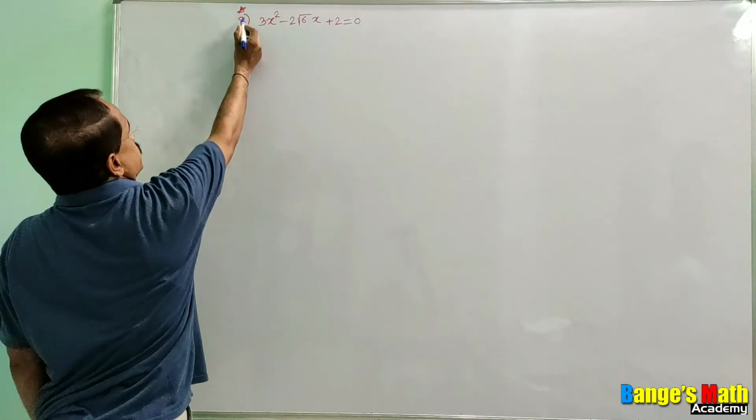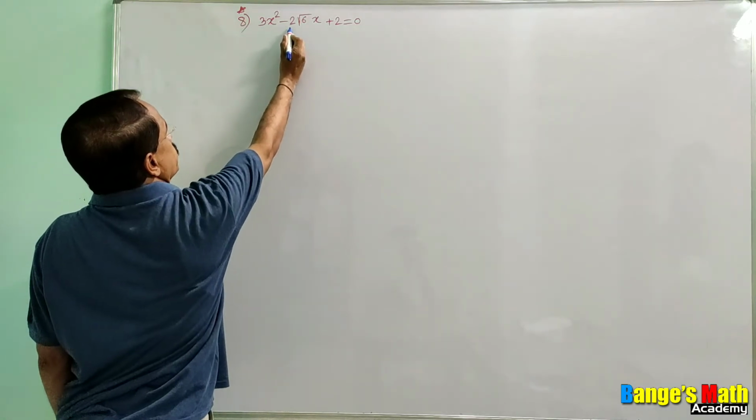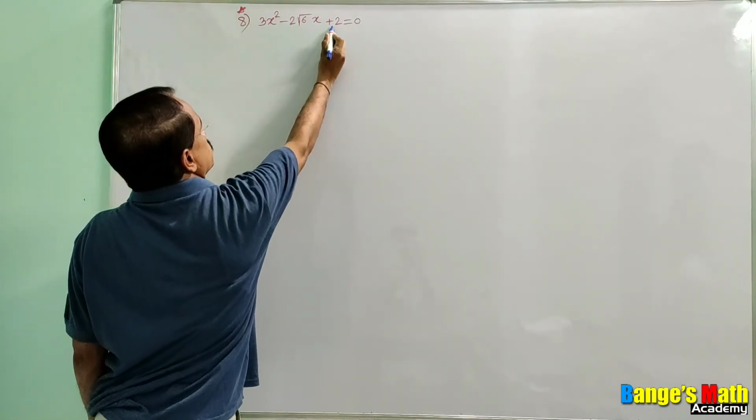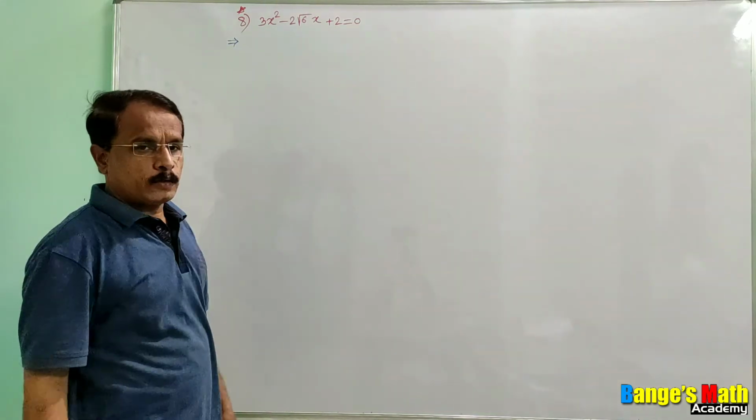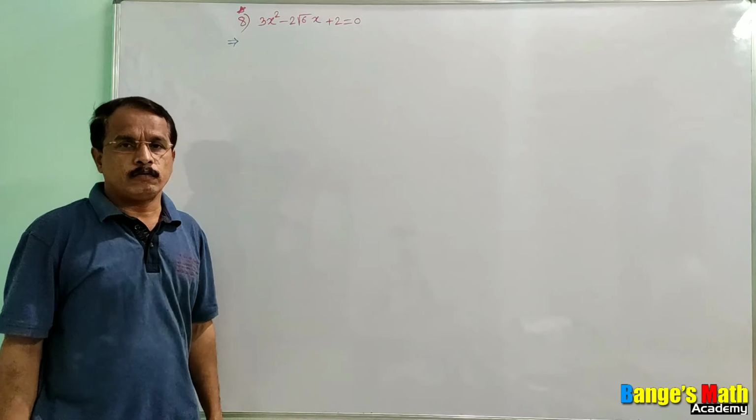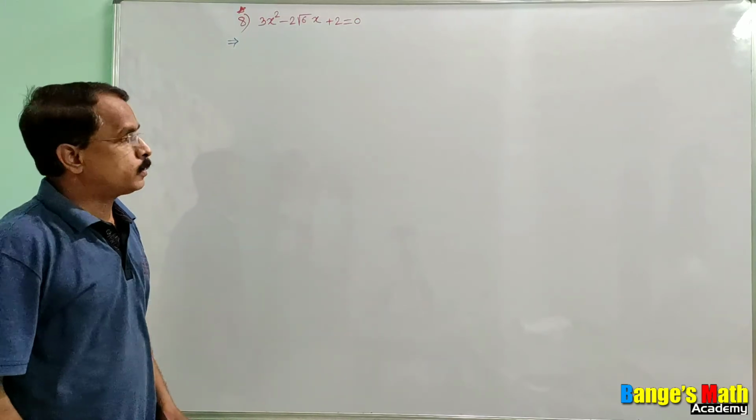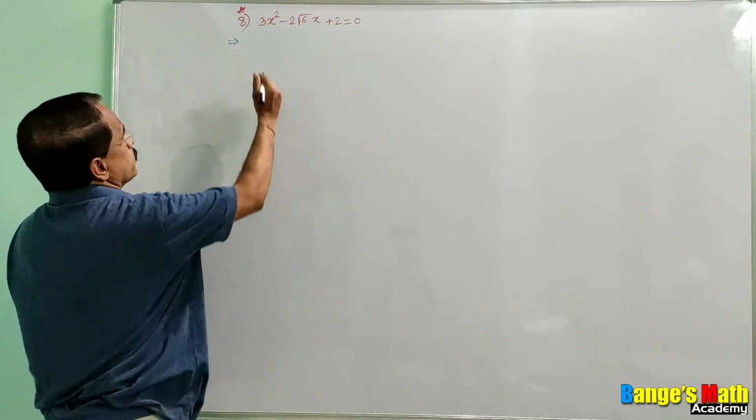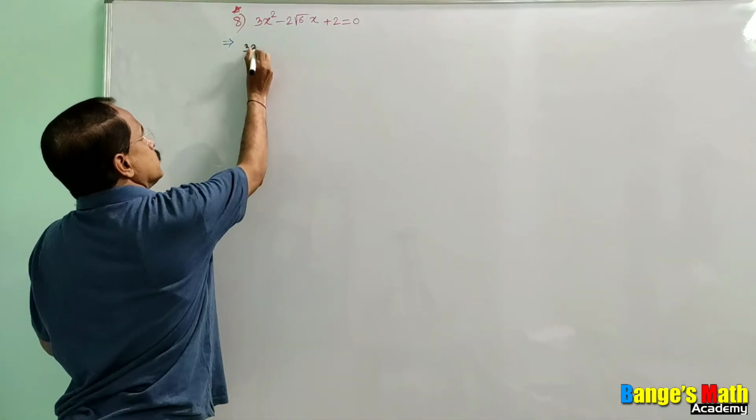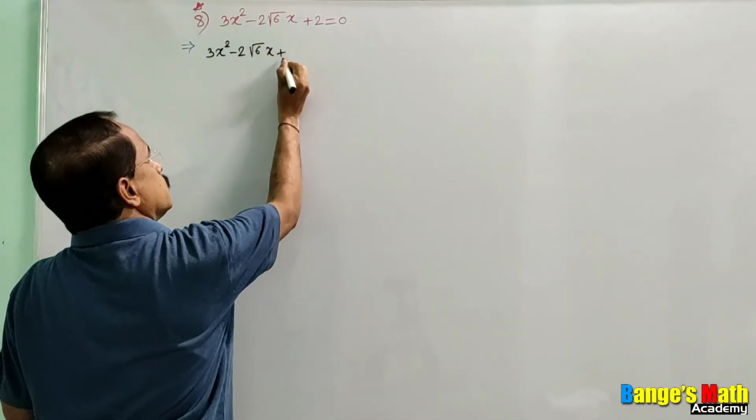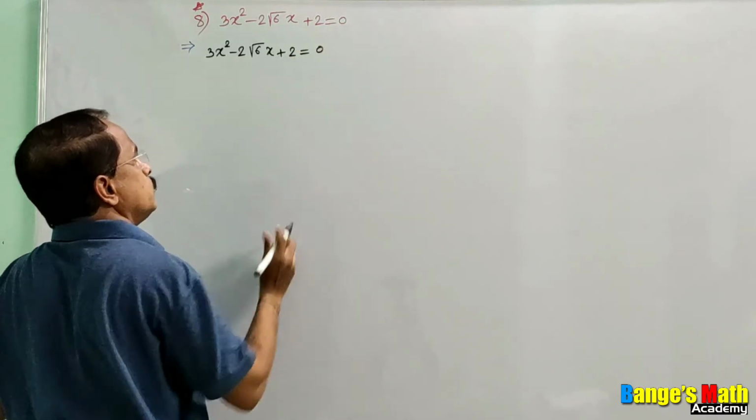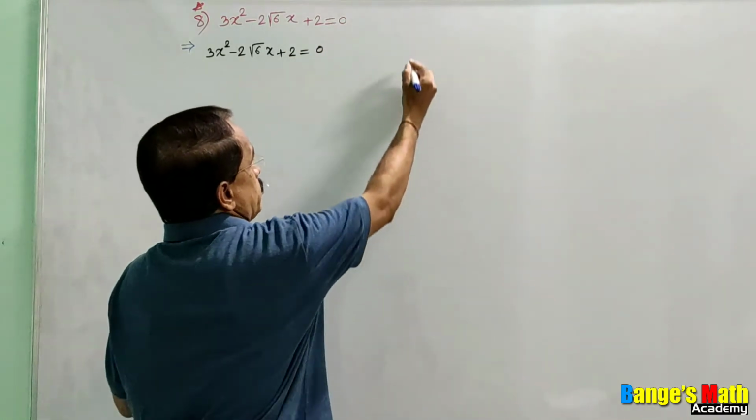Eighth example is a star example. 3x square minus 2 root 6x plus 2 is equal to 0. We have to find out roots of the given quadratic equation by splitting the middle term. So write down the given example as it is. 3x square minus 2 root 6x plus 2 is equal to 0, by splitting the middle term.